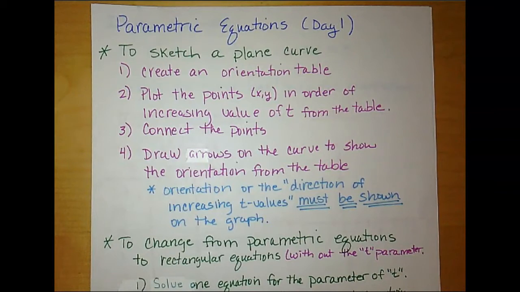Orientation, or the direction of increasing t-values, must be shown on the graph to be a parametric graph, because the addition of the parameter is the addition of time, so you have to show the movement on the graph. So if you don't have arrows on your graph, it is not a parametric graph.